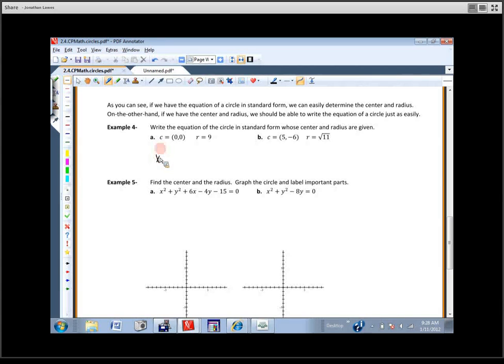X squared plus y squared equals r squared. What's r in this case? 9. So what number do I write here? 81. Okay, that's it.